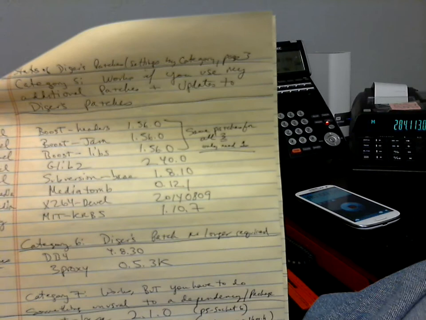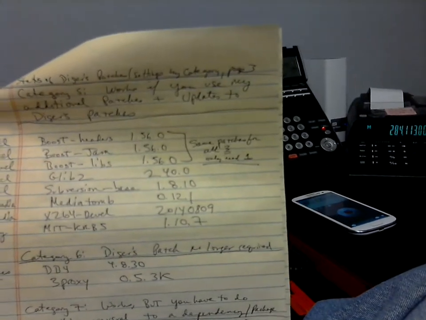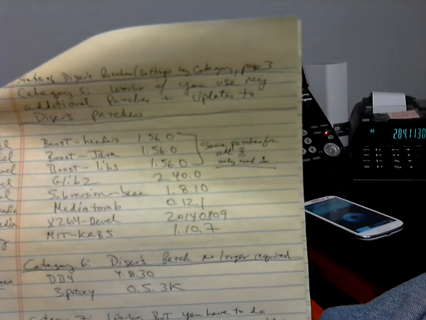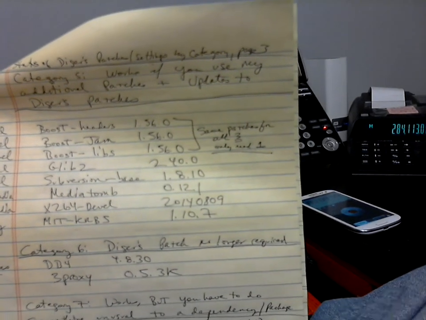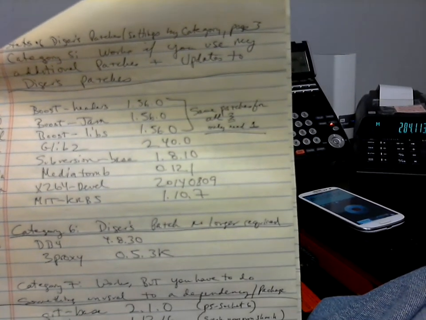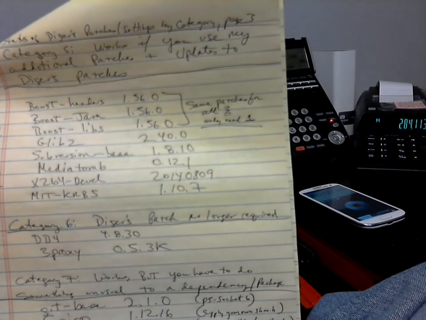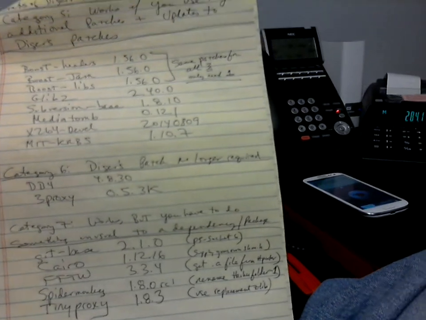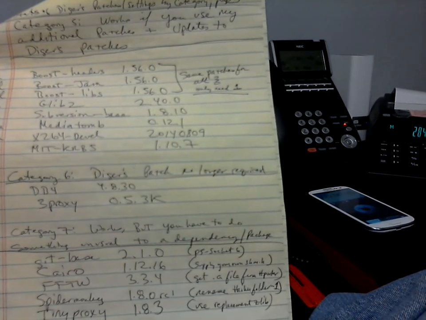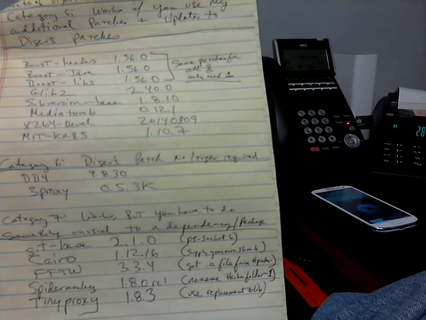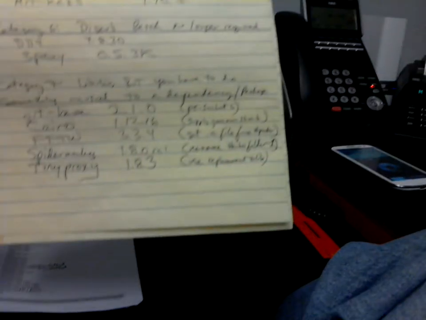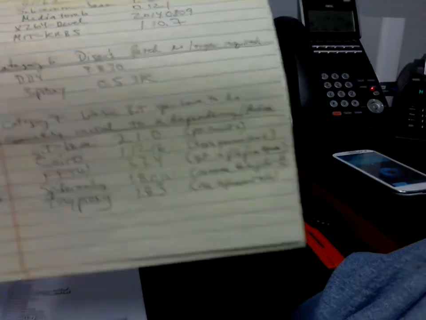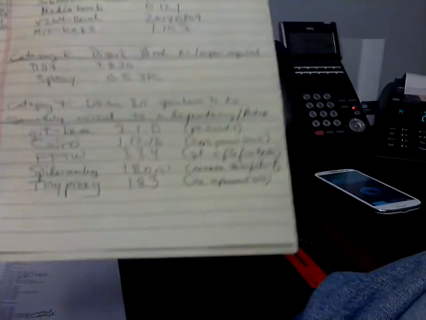This one is a combination of settings and patches that I was able to fix things, that you'll be able to build all these things: the boost headers, boost jam, boost libraries, glibtube, subversion, mediatome, MIT Cabral 5, x264 development. There's 2 of them where Diger's patches are no longer required. 3 proxy and DB4, otherwise you'll have a false positive failure. And then category 7, they work, but I had to do something unusual.